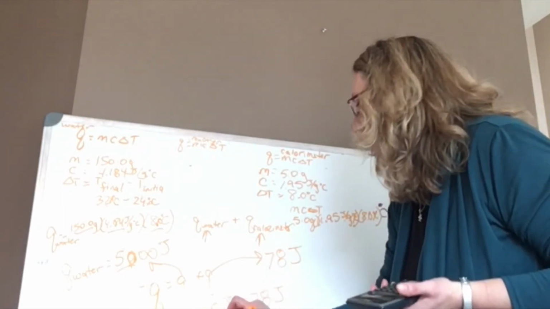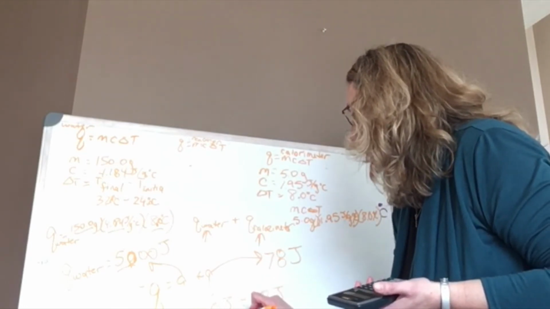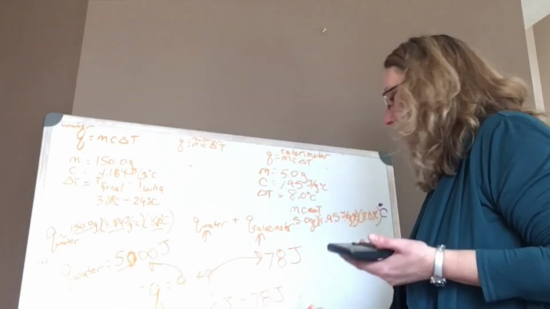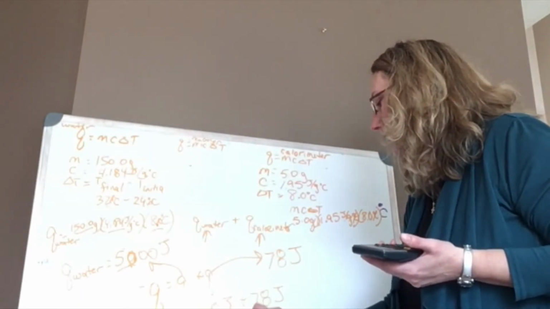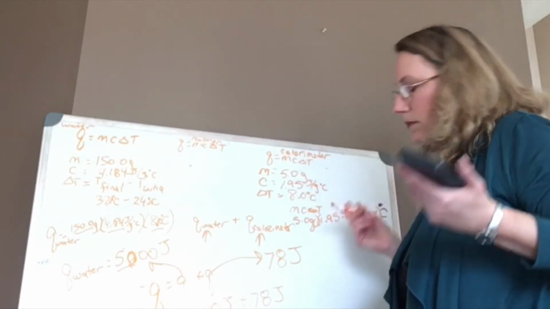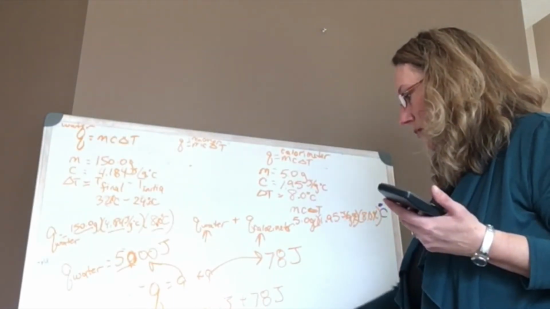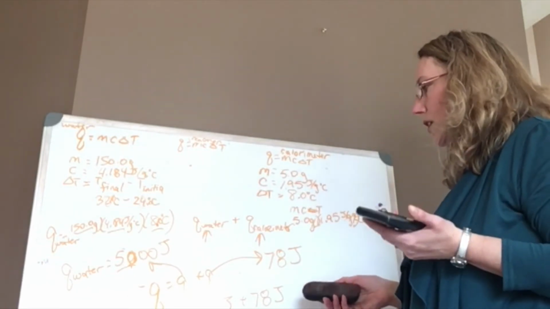Well, I guess it ends up being 5078, and I have to round to this significant digit, so it rounds up to 5100 joules. Eventually, some of them just cancel off, so that's why they say ignore the calorimeter.